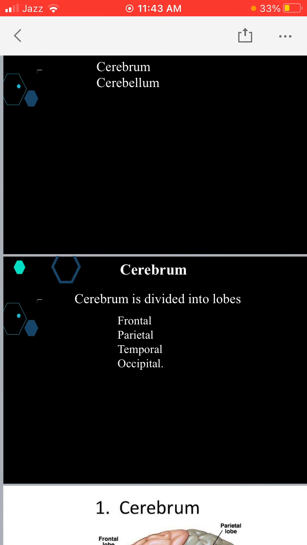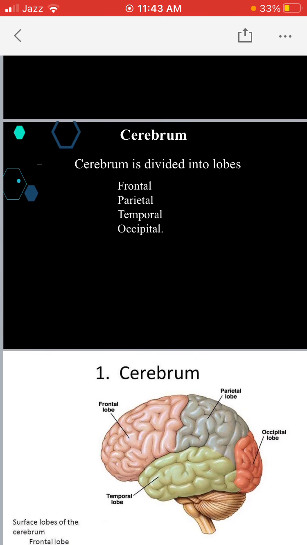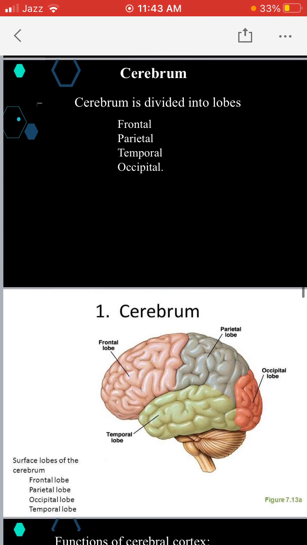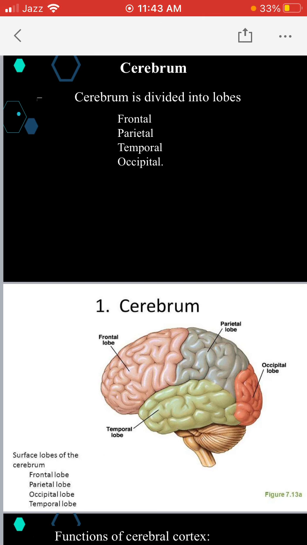Cerebrum is divided into 4 lobes, and these are the frontal lobe, parietal lobe, occipital lobe and temporal lobe. In this diagram you can see different lobes of the cerebrum.